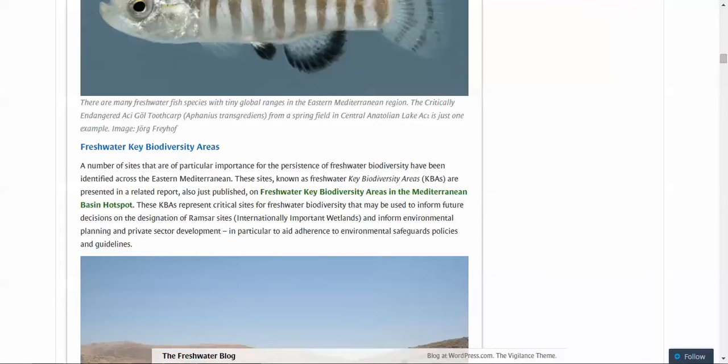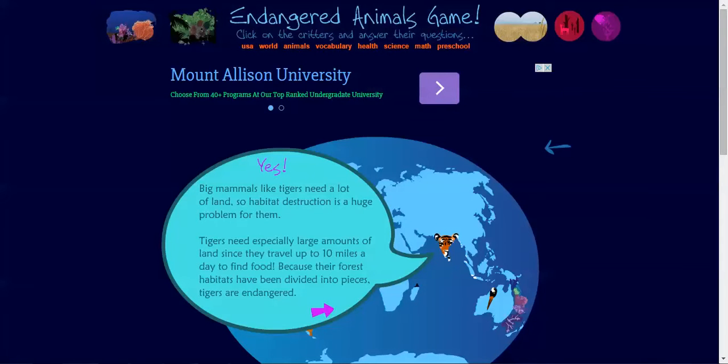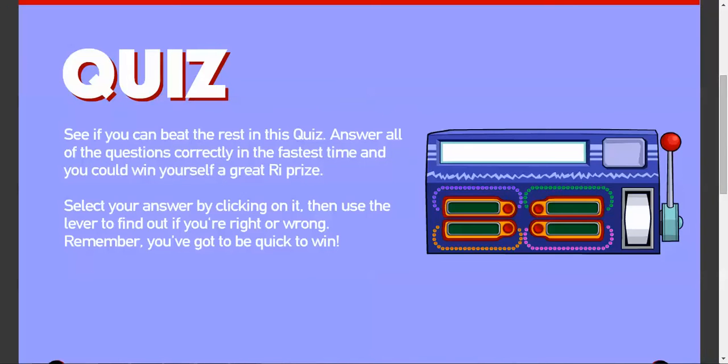Okay, now moving on to our unique resources. These are the more fun resources. This year, I have a couple games for the students to play. This is an endangered species game where the students are playing and learning at the same time. It gives them a description of why these animals are endangered.